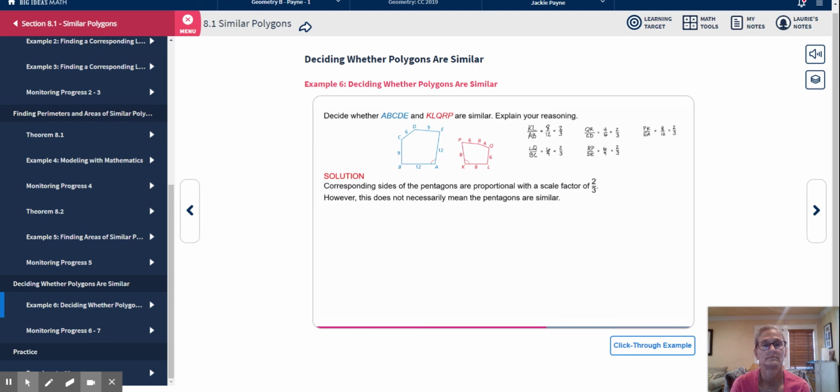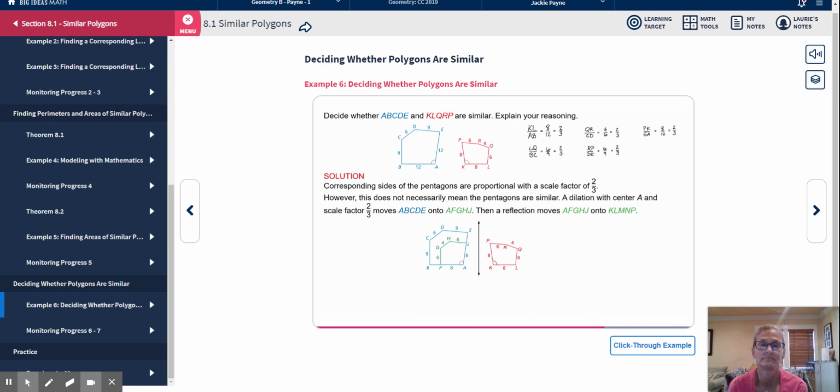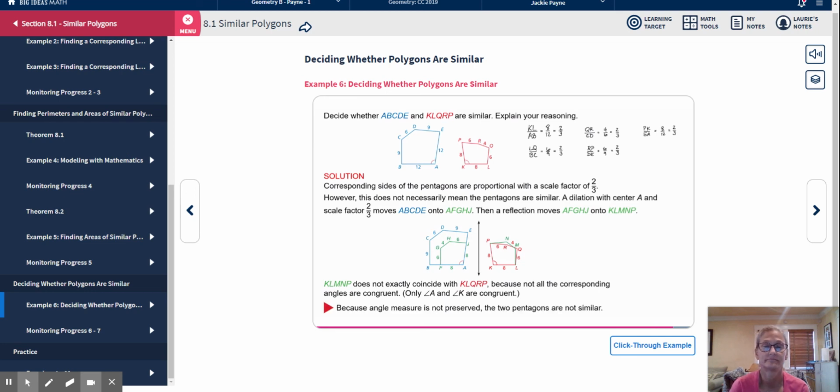However, this does not necessarily mean the pentagons are similar. Compare corresponding angles using transformations. A dilation with center A and scale factor 2/3 moves ABCDE onto AFGHJ. Then a reflection moves AFGHJ onto KLMNP. KLMNP does not exactly coincide with KLQRP because not all the corresponding angles are congruent. Only angle A and angle K are congruent. Because angle measure is not preserved, the two pentagons are not similar.